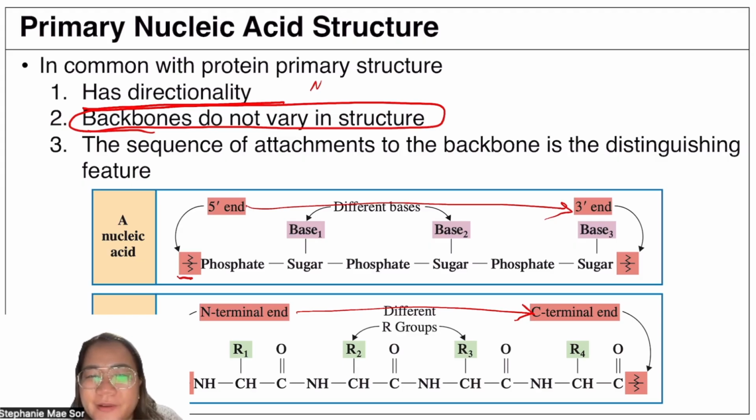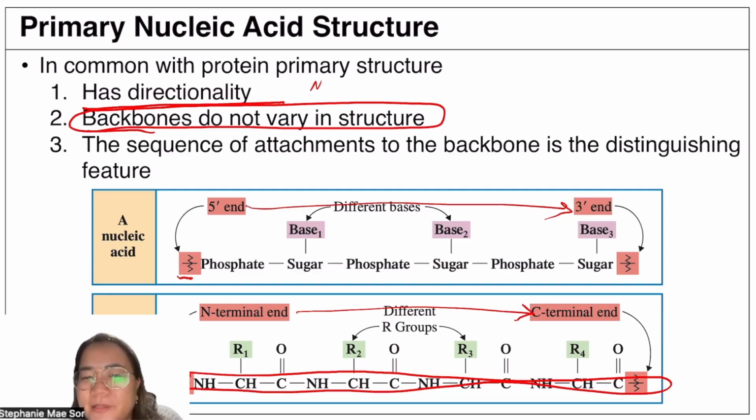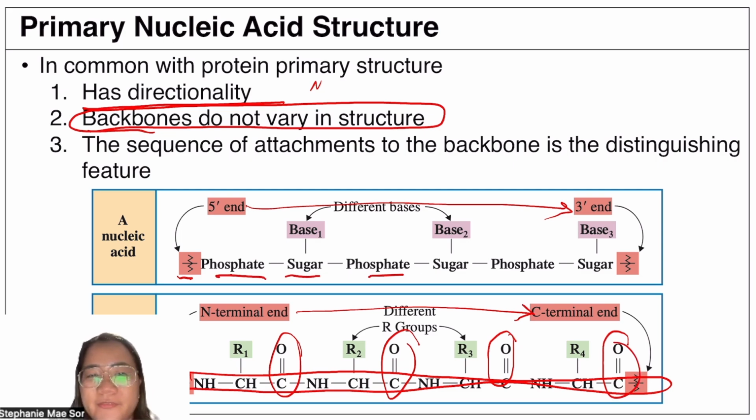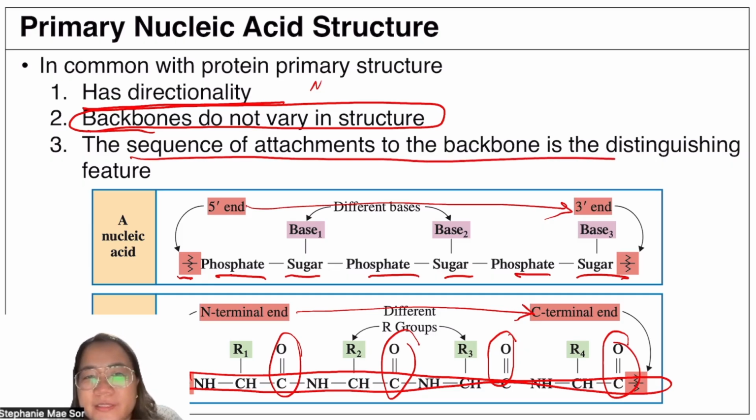So, ito yung protein backbone mo, the alternating amide plus alpha carbon plus amide plus alpha carbon plus amide plus alpha carbon. Meanwhile, yung sa nucleic acid structure natin, ang alternating is the phosphate, then sugar, phosphate, sugar, phosphate, sugar. Diba? Sabi natin. And then, another thing in common with your proteins is that the sequence of attachments to the backbone is the distinguishing feature.